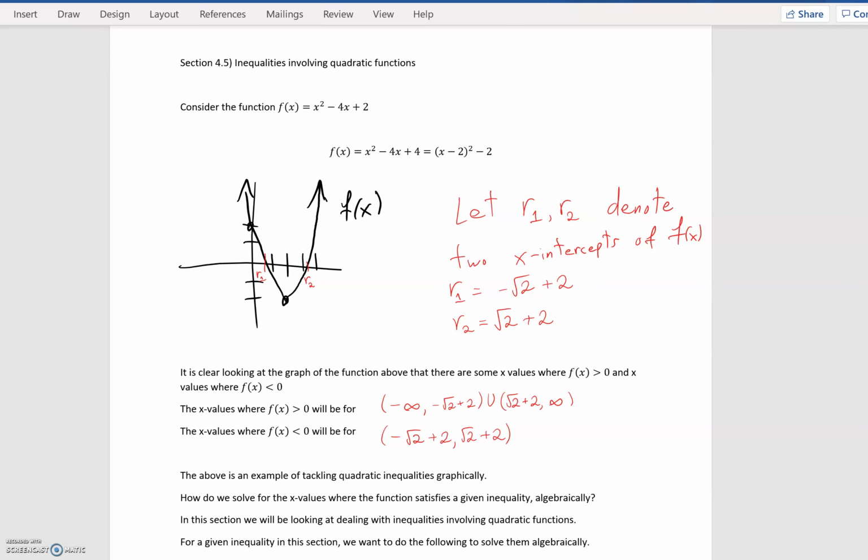Hi everyone, this is our section 4.5 introductory lecture video. Section 4.5 is rather short. In this section we are looking at inequalities involving quadratic functions.